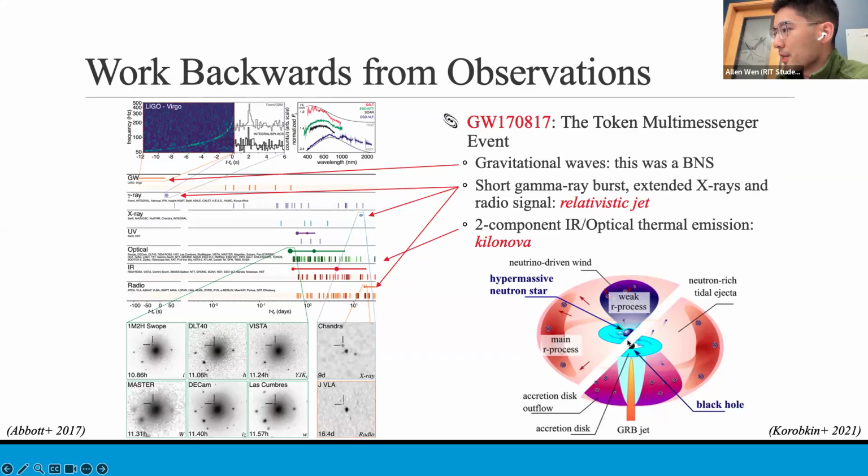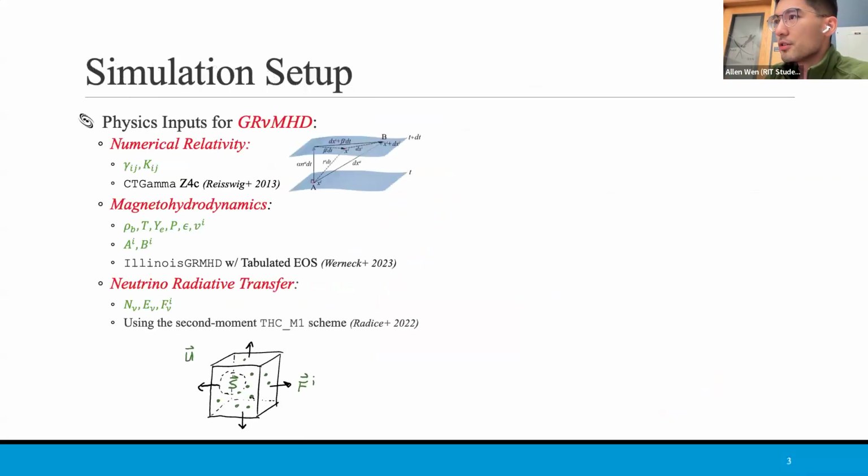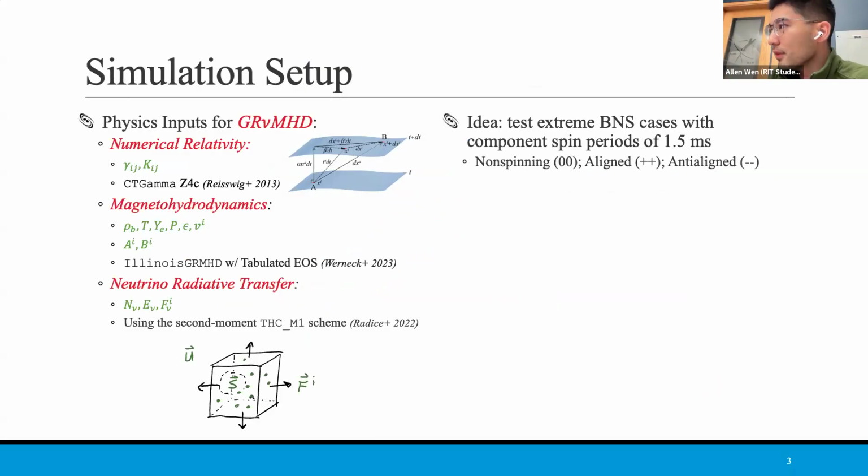There's a central remnant. There might be a jet that's launched in polar regions, and we have several components of radioactive material ejected in all directions. To study these systems, we use a set of codes to run simulations. We use Z4C to evolve our spacetime. We use Illinois GRMHD to evolve our fluid and our magnetic fields. And we've coupled that to David Radice's THC_M1 code to handle the neutrino radiation.